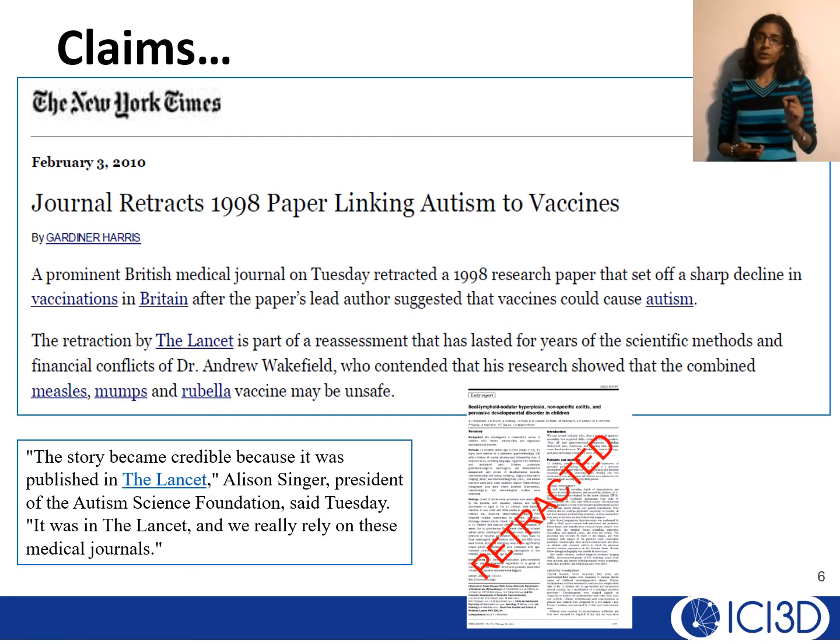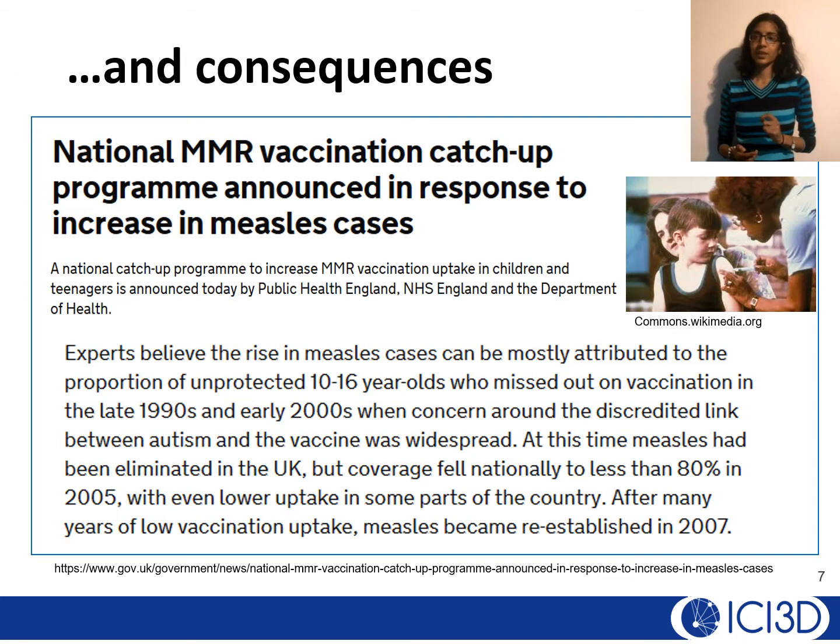It's also really important to remember that these claims that aren't founded on sound data have consequences. In 2007, measles had re-established itself in the United Kingdom, and so a national catch-up program was launched. This is because by that stage, there was quite a large proportion of unprotected 10 to 16-year-olds who had missed out on their vaccination in the late 1990s and early 2000s, at which point measles had actually been eliminated in the UK.